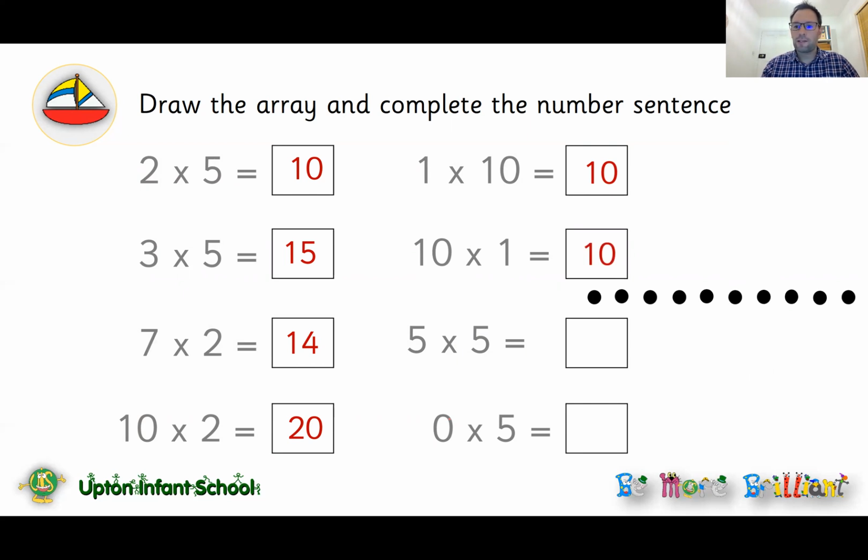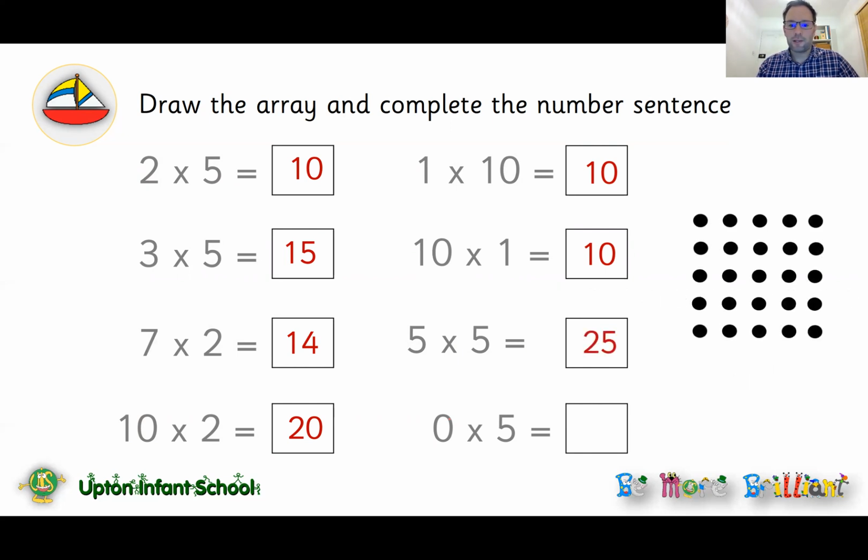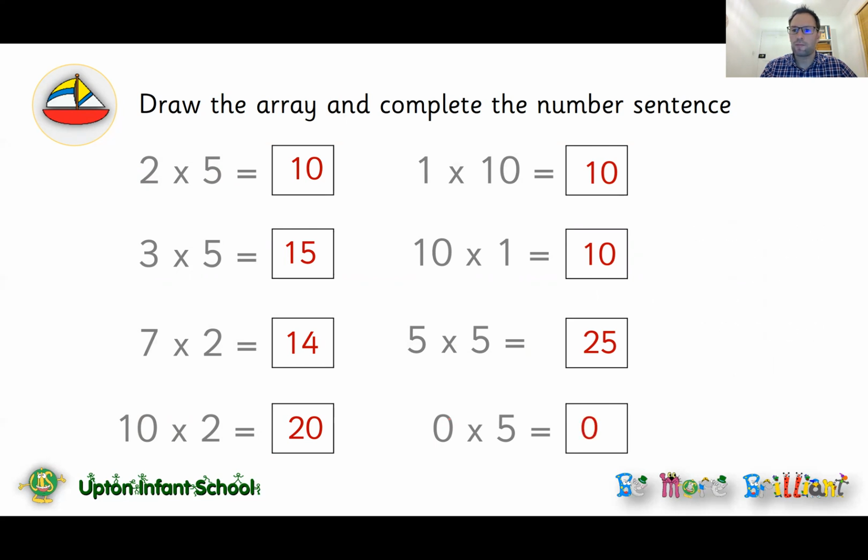Those ones are similar, aren't they? It's the same array, but in different ways round. We've got 1 lot of 10 and 10 lots of 1. And the answer is 10 for both of them. Then we've got 5 times 5. The answer to that is 25. And then 0 times 5. What's that array going to look like? 0 times 5. So I'm going to have rows of 5, but I've got 0 rows of 5. So my array looks like that. There's nothing there. There's no array at all, because 0 times anything is 0.